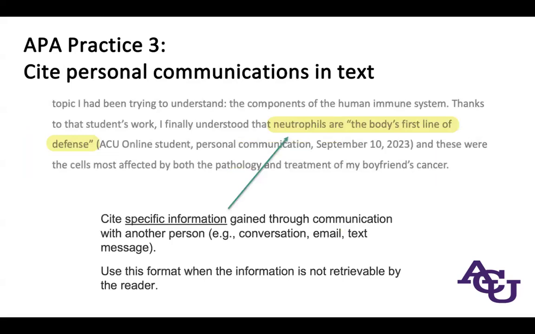Another thing you may have noticed is that I referred to something called a personal communication with a student in my anecdote. If you share specific information that you've gained through a communication with another person, that means like a conversation, an email, text message, or so on, and it's not retrievable by your reader, you can cite it as a personal communication.